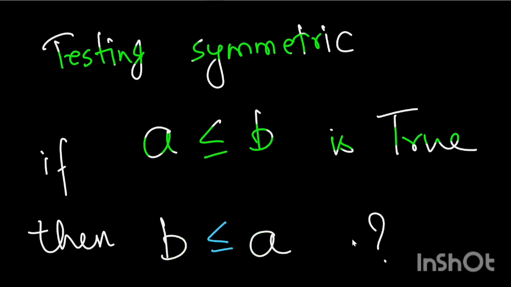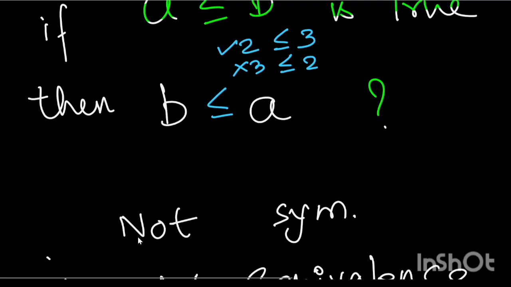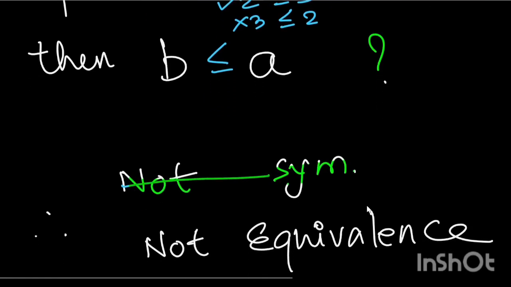So what can we say about this? If you take 2 less than or equal to 3, then 3 less than or equal to 2 won't be correct. If this is correct, this won't be correct. So this is wrong. It failed in symmetric. For symmetric, it won't be true. So we won't test for transitivity. Directly we will declare that it's not an equivalence relation, guys.